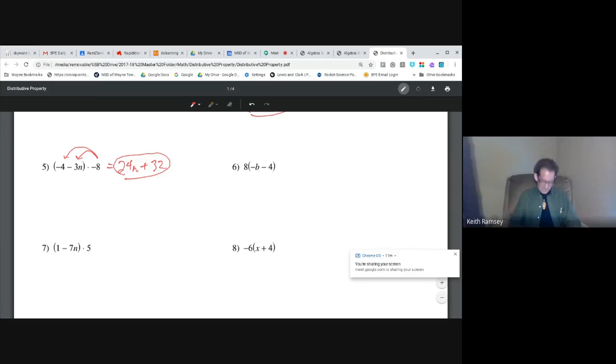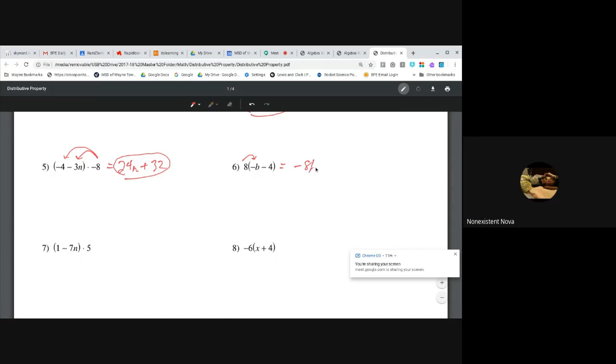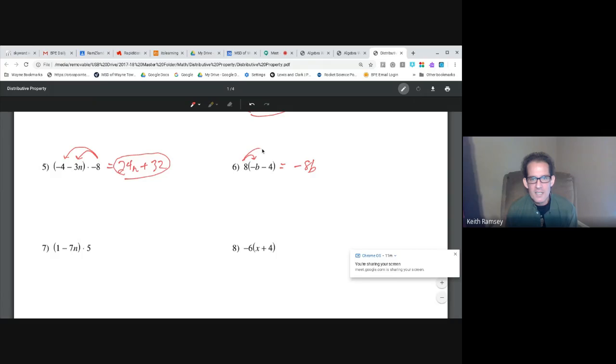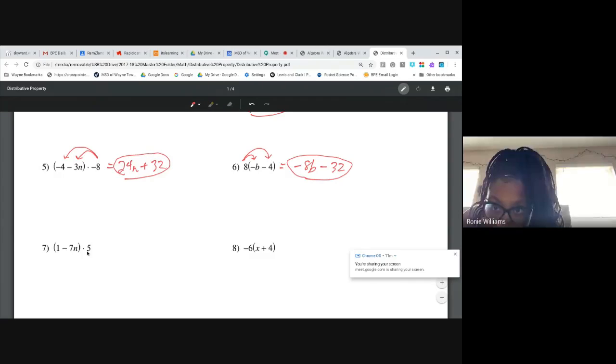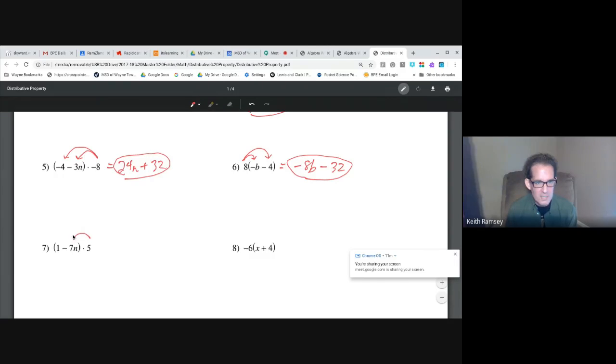Okay, let's take a look at number 6 here. So this means 8 times -1b. So remember, if there's no number in front of a variable, there's always the magic 1 there. So I know 8 times -1 is -8, and there's a b. So -8b. Then I have positive 8 times -4. So positive times a negative is -32. This has the variable b, but this doesn't. So they're not like terms. It's simplified.